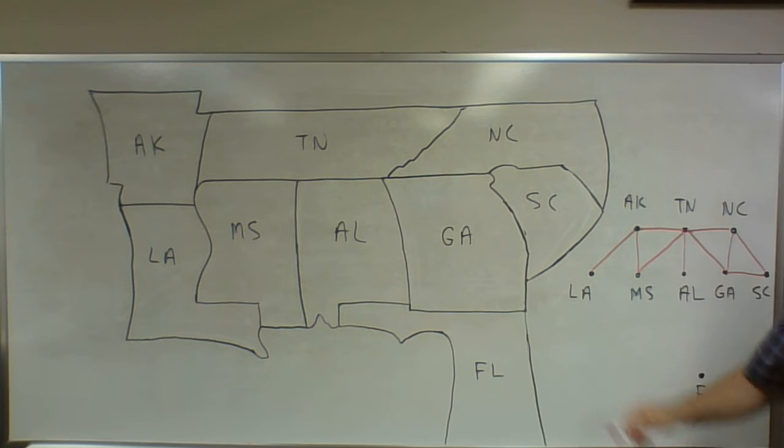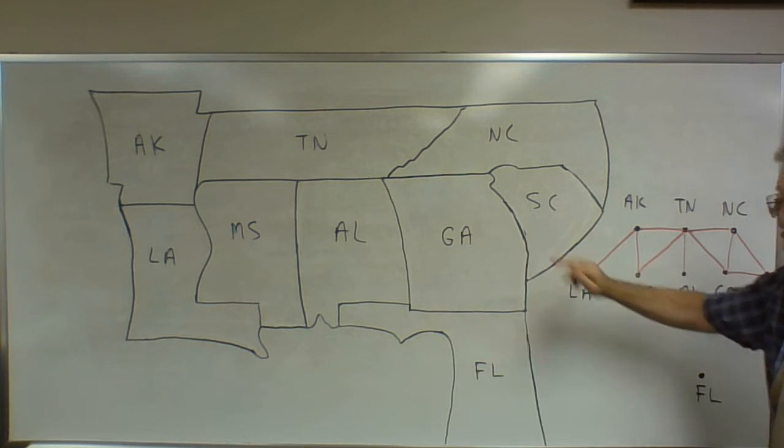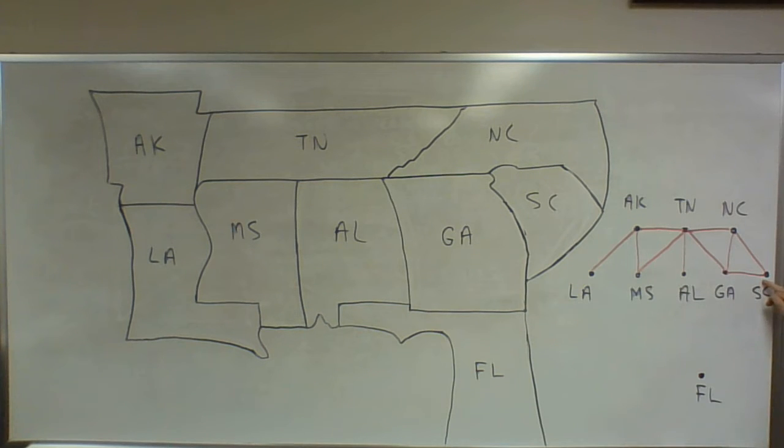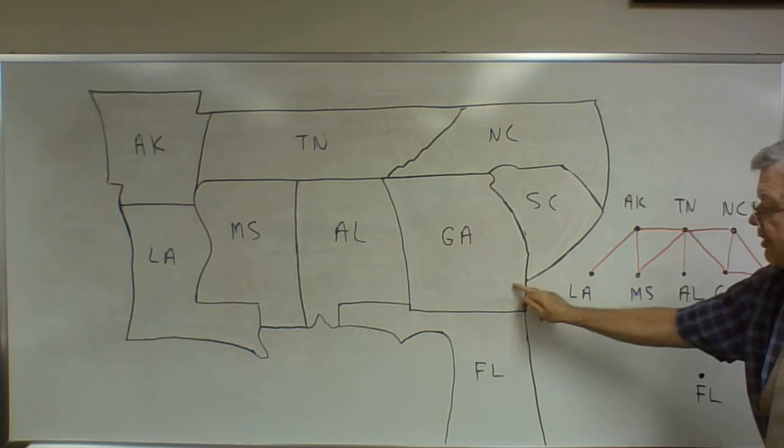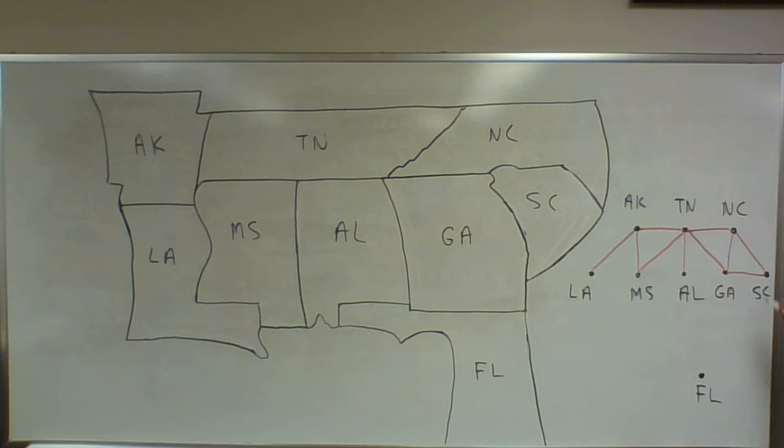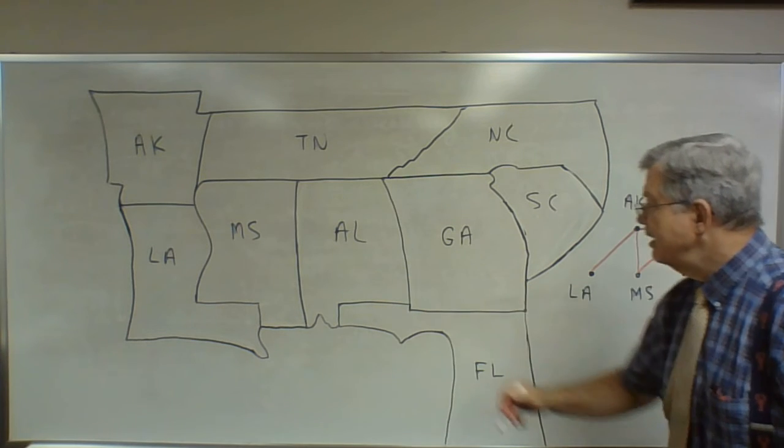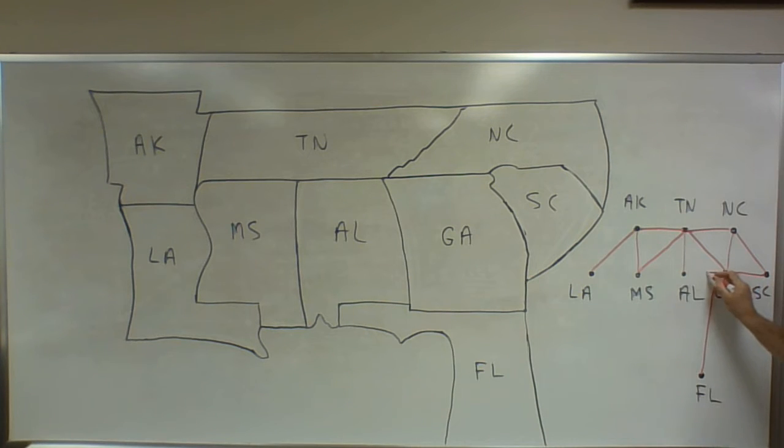Let's do Georgia. Georgia borders with Tennessee. We got that. Georgia borders with North Carolina. We got that. Georgia borders with South Carolina. We got that. Georgia borders with Florida. We don't have that yet, so we're going to have to add that. Here's Georgia bordering Florida. And Georgia borders Alabama. We got to put that in too.